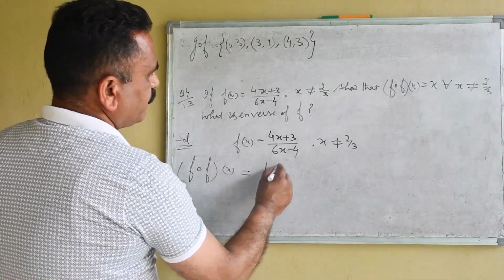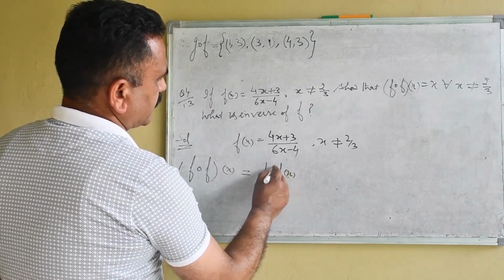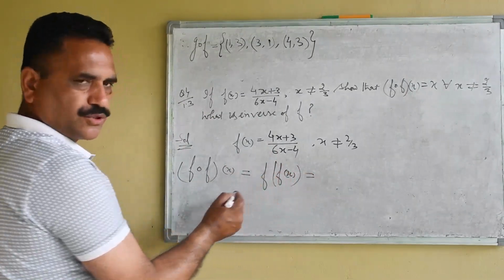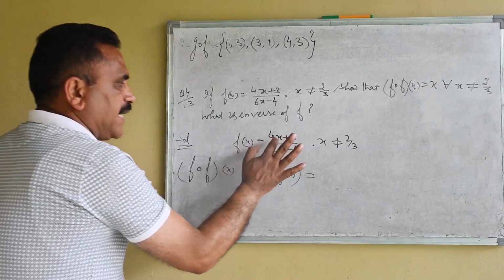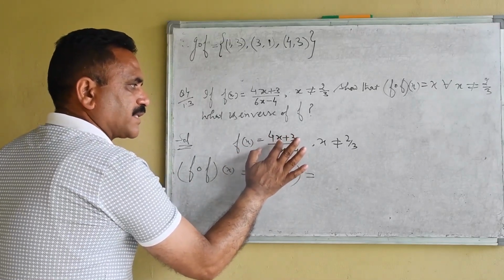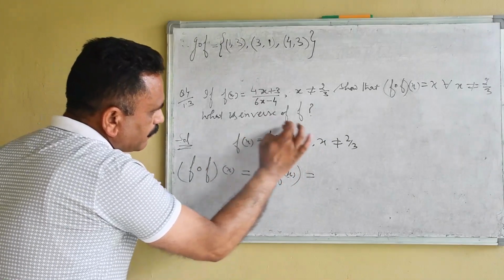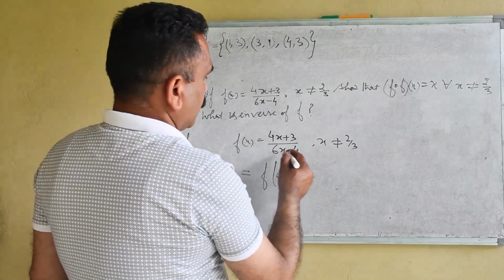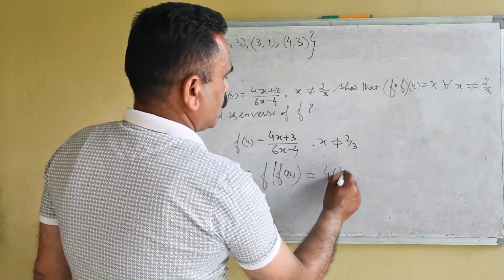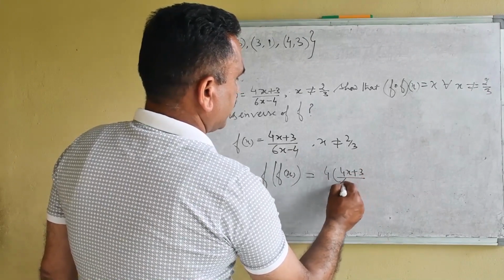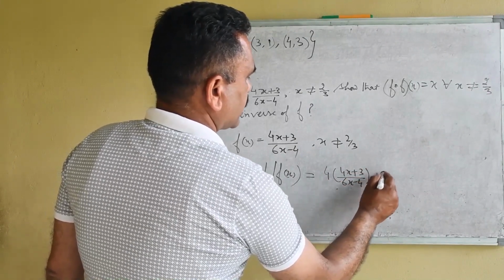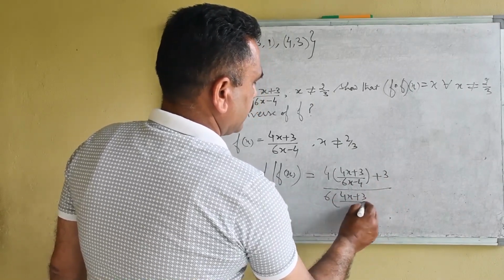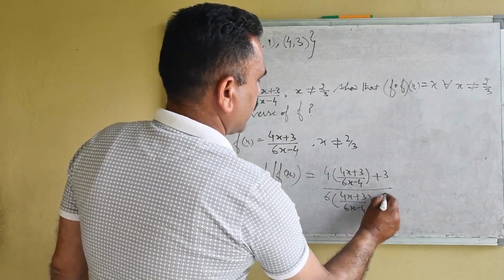That means f of f(x). In f(x), wherever we have x, we have to put the value of f(x). So now substitute the value. See here, as we are getting x in the numerator 4x, then instead of x we have to put the value of this whole function because we are doing f of f(x). So now this is 4 times (4x plus 3 divided by 6x minus 4) plus 3, whole divided by 6 times (4x plus 3 divided by 6x minus 4) minus 4.